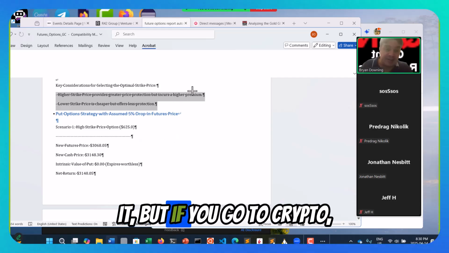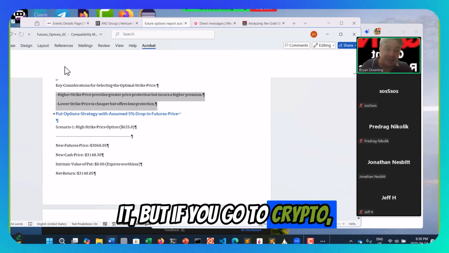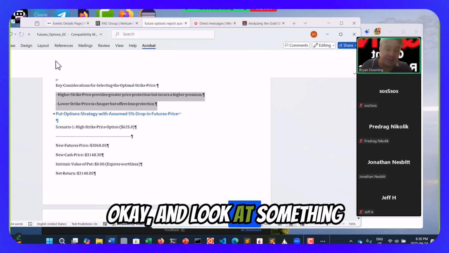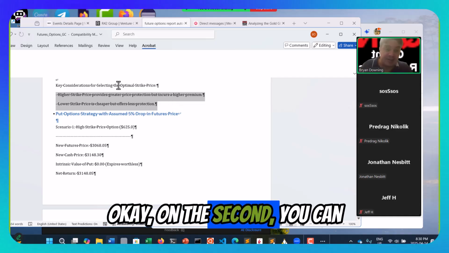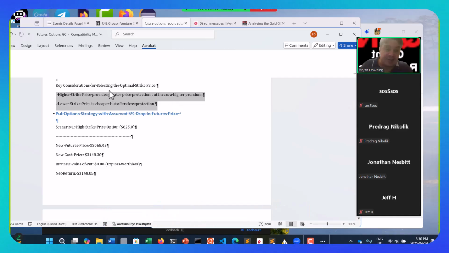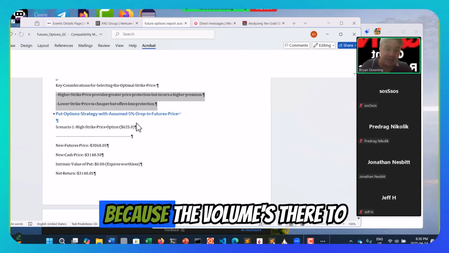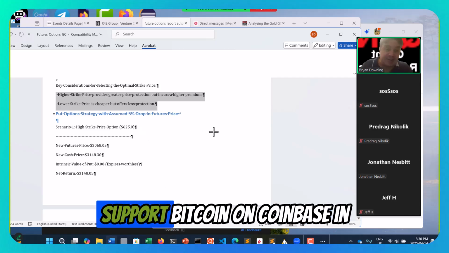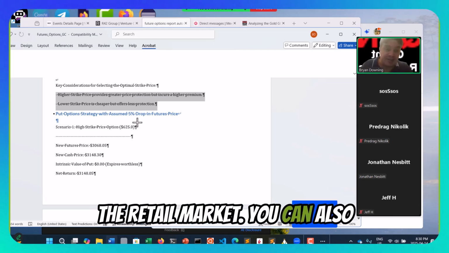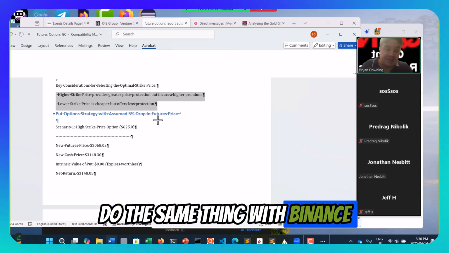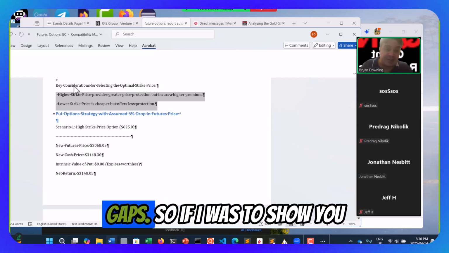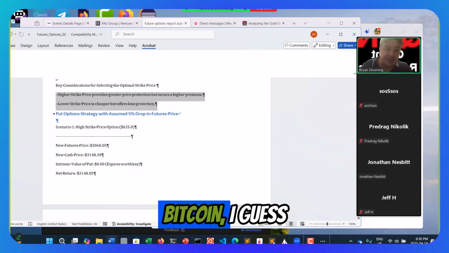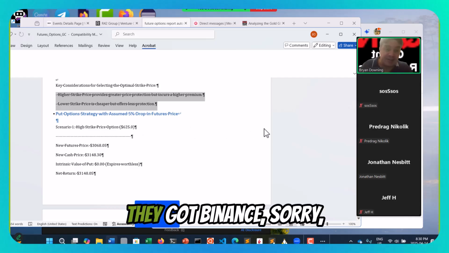But if you go to crypto, okay, and look at something like Coinbase, okay, on the second, you can see it's much nicer. There's no gaps because the volume's there to support Bitcoin on Coinbase in the retail market. You can also do the same thing with Binance as well. And again, this is 1 second. There's virtually no gaps.